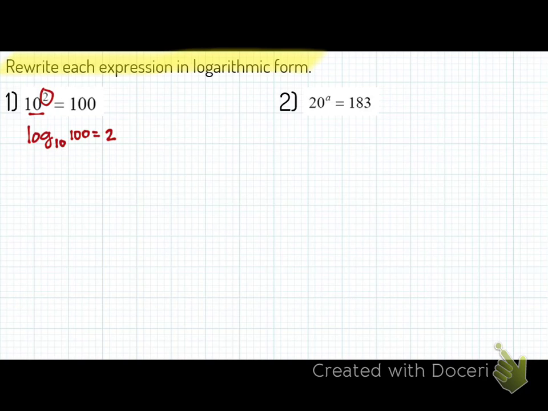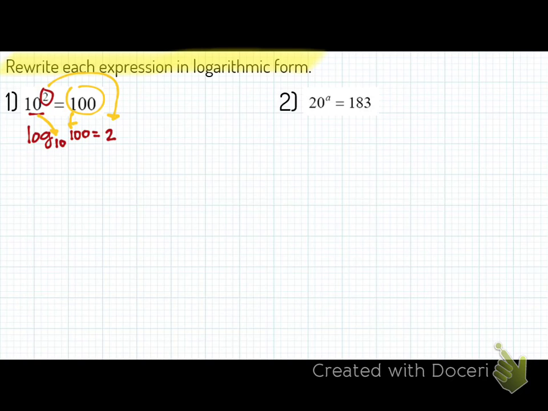Basically all I did was move the base down here, bring the number it's equal to down here, and then take the exponent and make it equal to that. Does that make sense, everyone? That's all we're doing today, converting it.